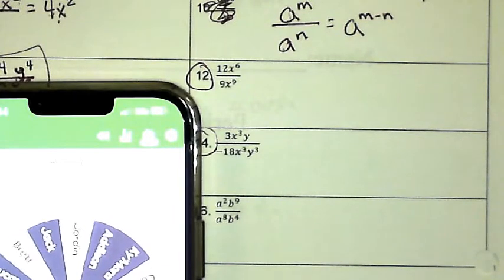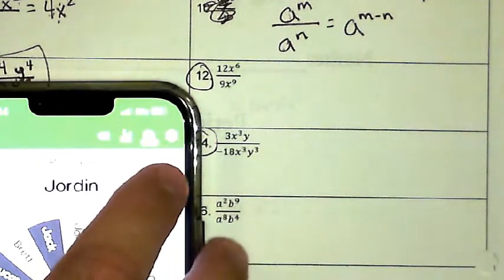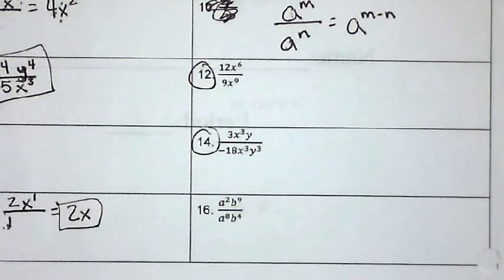Number 12, Jordan. Number 12. Well, not very sure about mine. There's only one way to find out. Where did you get one?